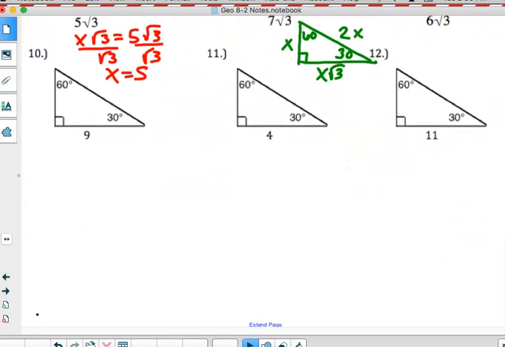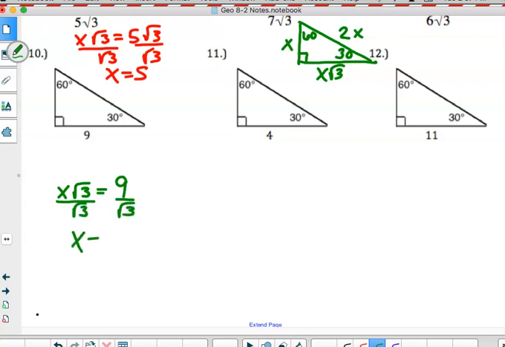Okay, now it's about our pattern. And you have to keep in mind that on the previous one, I took our short leg, multiplied it by the square root of 3, and I got a value, in this case 9. Now, I'm going to divide by the square root of 3 to find the value of the short leg, x. So x is equal to 9 over the square root of 3. Now, keep in mind, please, that 9 is my long leg.